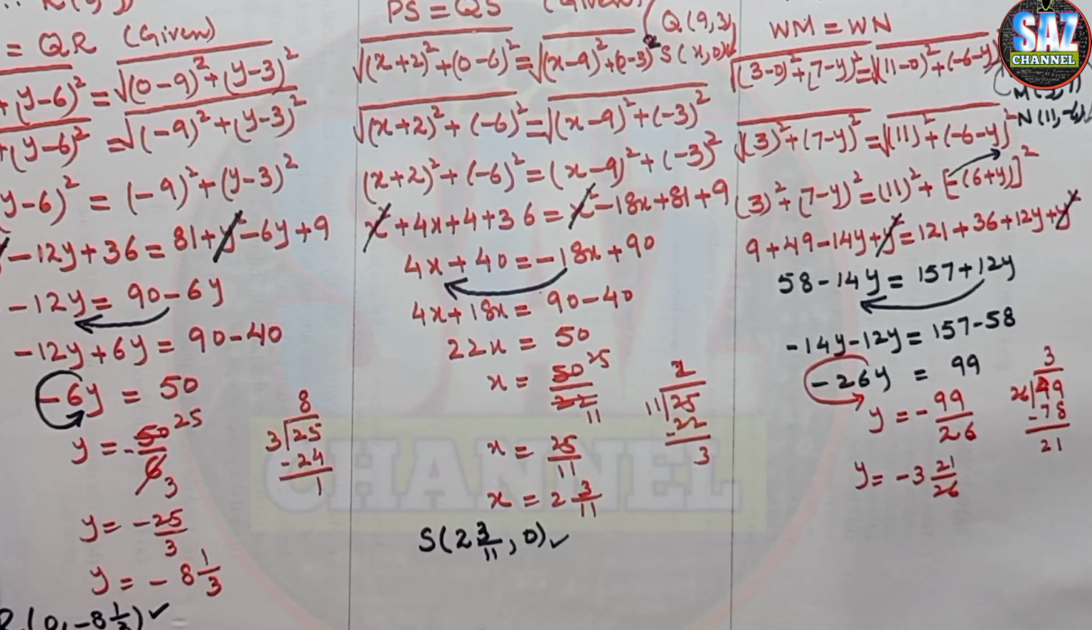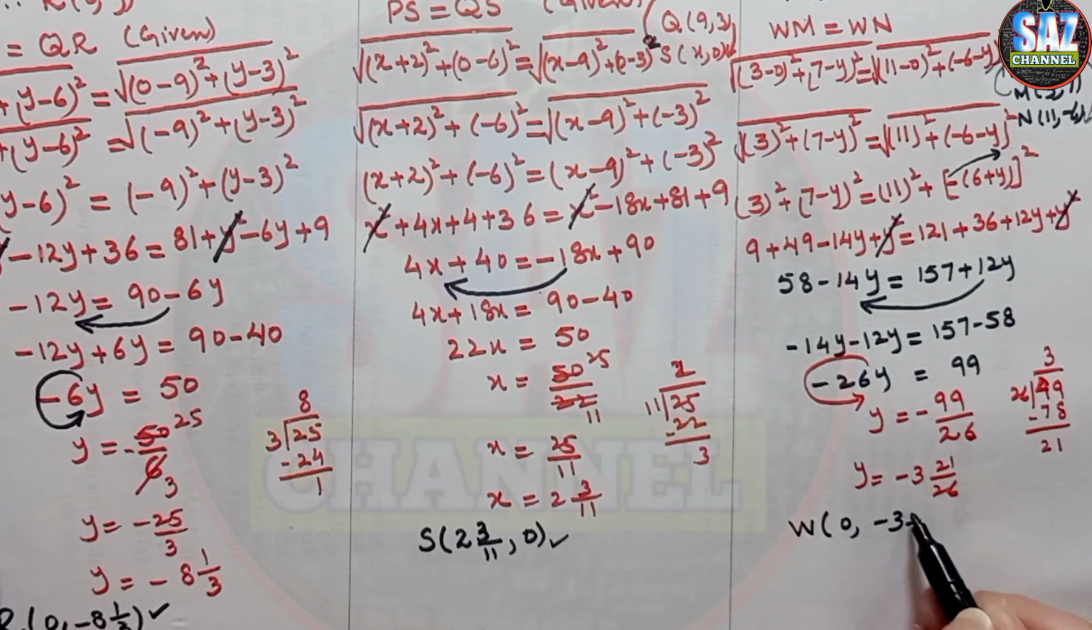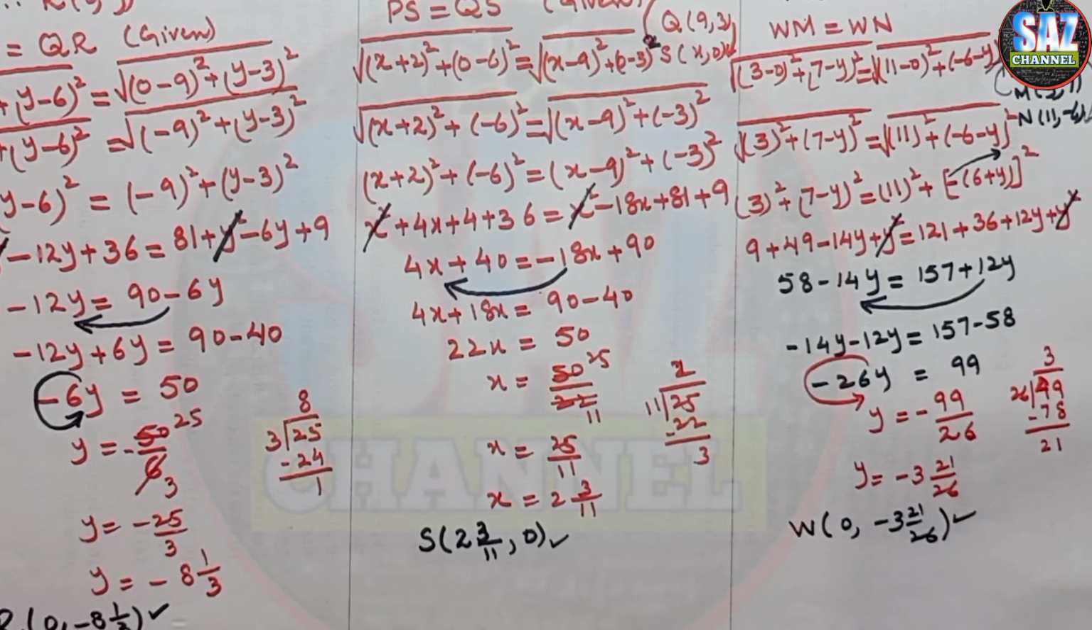So the coordinates of W, which is on the y-axis, will take the form (0, minus 3 whole 21 by 26). I hope you are clear about this lesson.